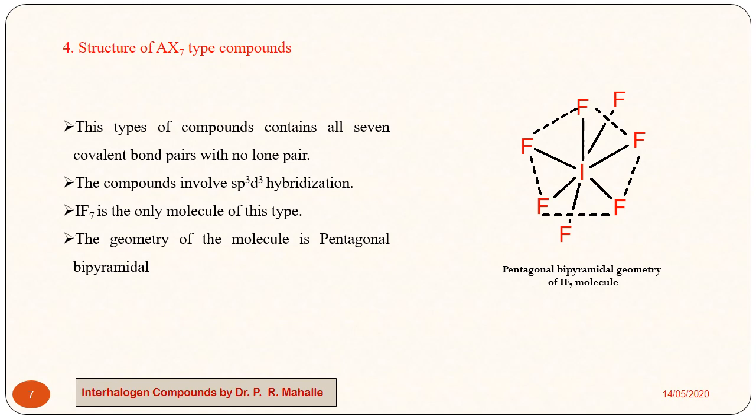So this is the general information on the compounds formed by the halogens, and due to the difference in their electronegativity we can call them interhalogen compounds. So this is the small topic of interhalogen compounds. Hope you will be satisfied by this.